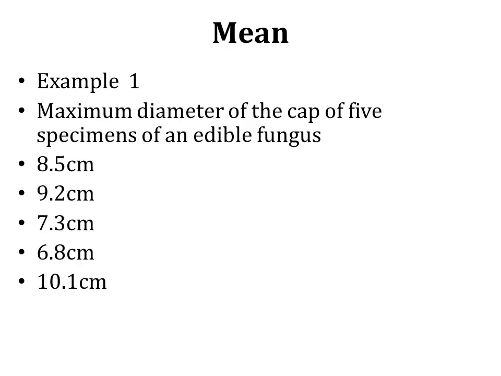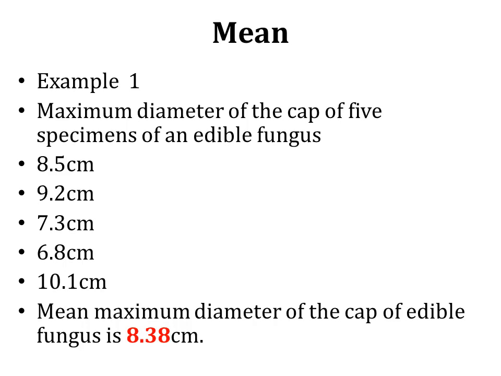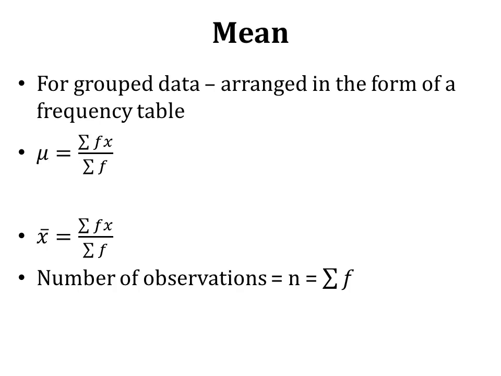For example, this one is the maximum diameter of the cap of 5 specimens of an edible fungus. So these are the individual observations. We take the sum of these observations and divide that sum by the number of observations. So we get the result, which is that the mean maximum diameter of the cap of the edible fungus is 8.38 centimeters.